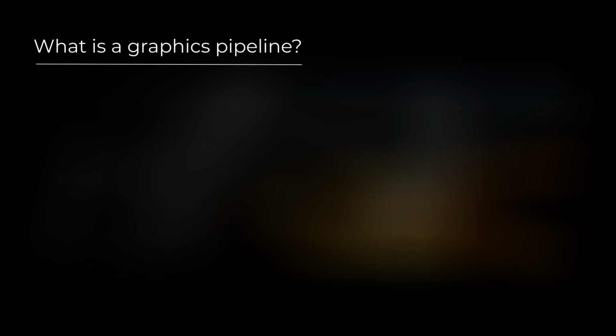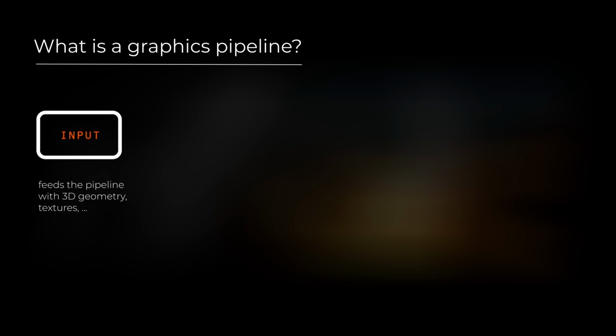A shader pipeline or a graphics pipeline is a series of steps, either fixed or functional in the sense that you can replace these steps with your own programs, the shaders, to produce the desired results. The graphics pipeline we are going to use in this computer graphics series has 5 stages. The first is the input stage, which feeds the pipeline with the geometry data, images, textures, and everything else which is needed to produce the output.